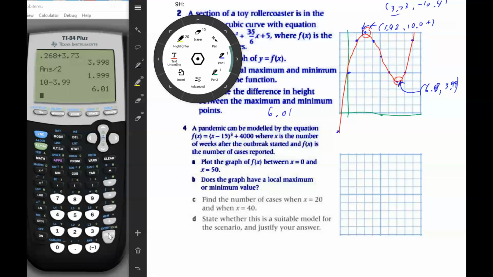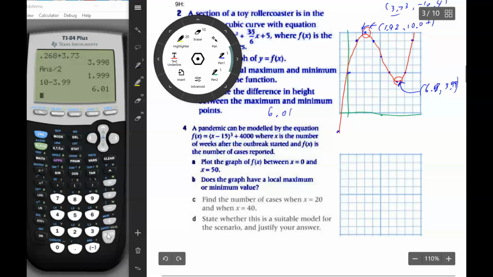Last one for this page. A pandemic can be modeled by the equation. And I was just reading about a new pandemic, or a developing pandemic in China. So this was on my mind. It's called the coronavirus. Scary, huh? Okay, a pandemic can be modeled by the equation f of x equals (x minus 15) cubed plus 4,000, where x is the number of weeks after the outbreak started, and f of x is the number of cases reported.